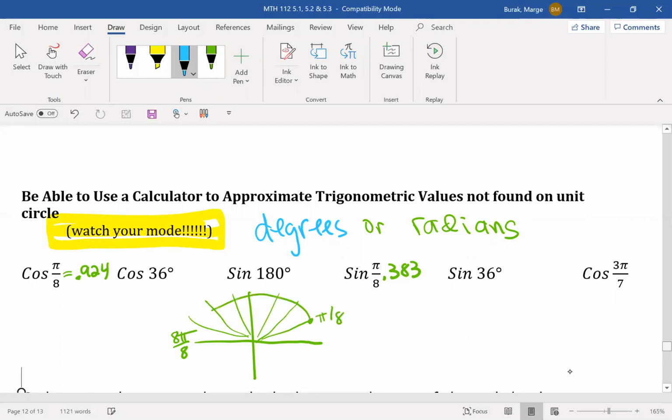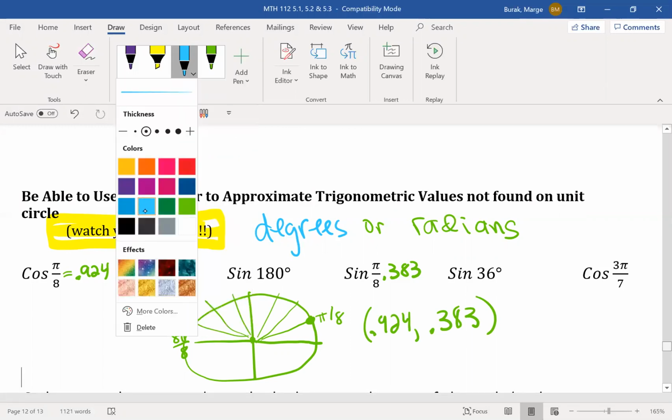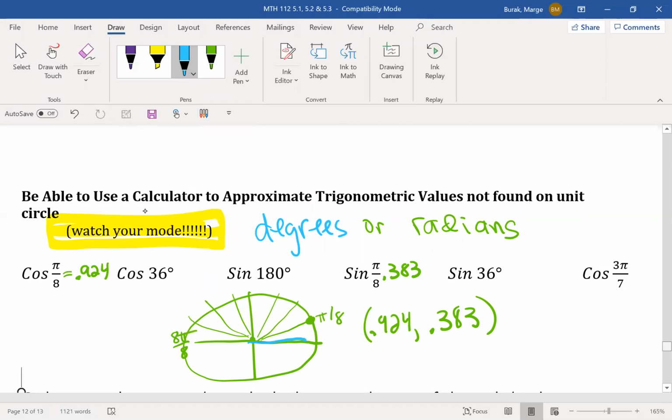And if you're on the unit circle, that point has a cosine of 0.924 and a sine of 0.383. What does that mean? That means that from the origin, you would go right 0.9, which is almost to this 1.0, way over here to 0.924, and then you would go up 0.383, which is just a little bit less than half. And that's what the cosine and the sine values mean.